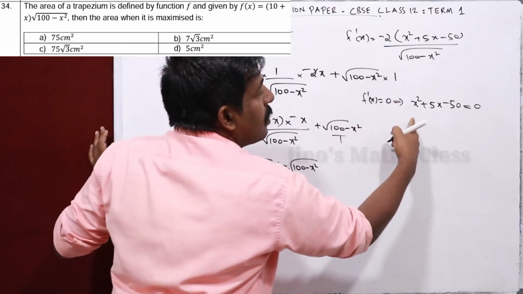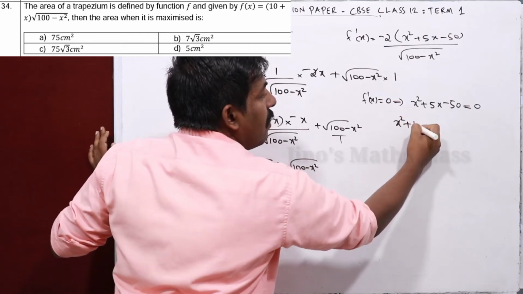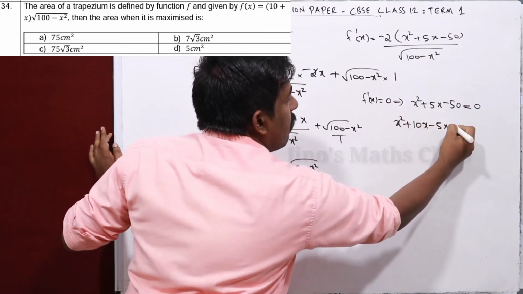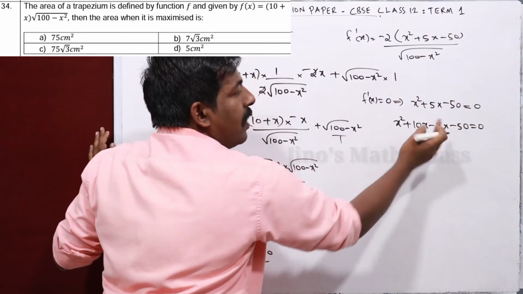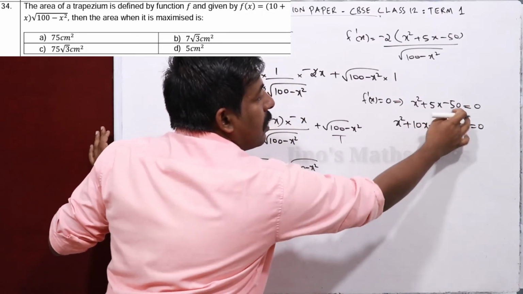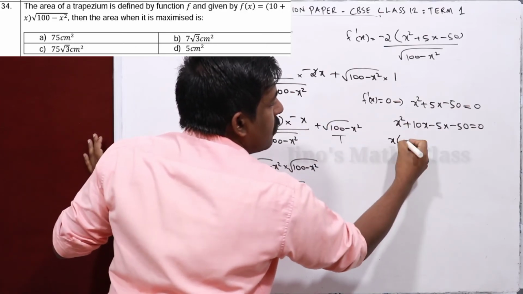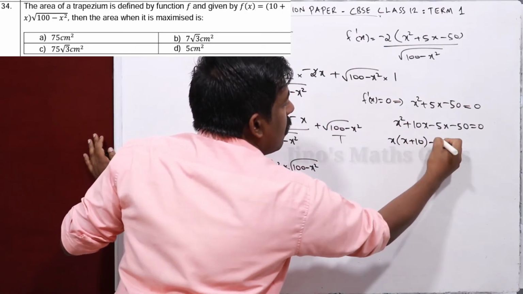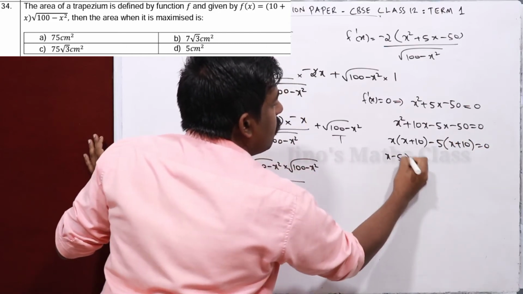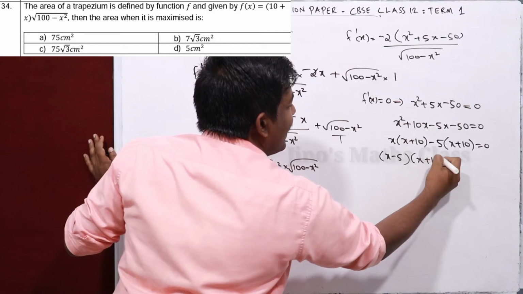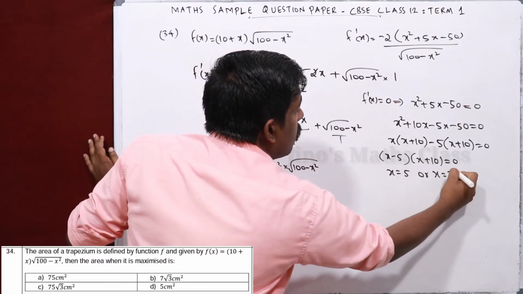So here it's a quadratic polynomial. We can factorize. When we apply the split the middle term method, we can write it as 10x minus 5x minus 50 equal to 0. Why? Because 10 and minus 5 give the sum 5 and product minus 50. That's why we wrote it like that. Now we can factorize this. It is x into x plus 10 minus 5 into x plus 10, equal to 0, or it is x minus 5 into x plus 10 equal to 0, so we are getting x equal to 5 or x equal to minus 10.